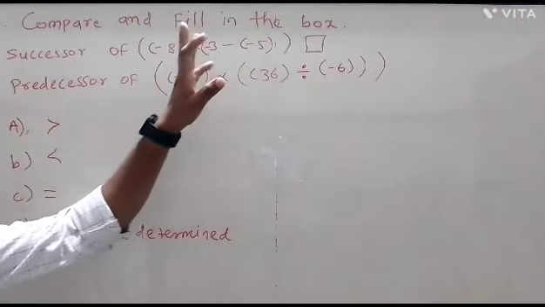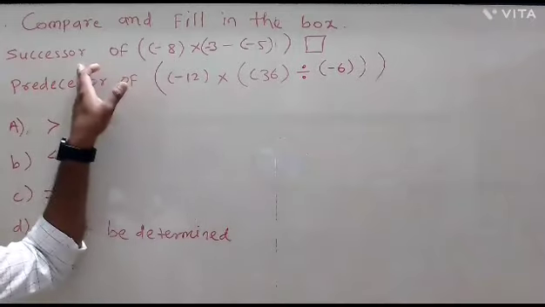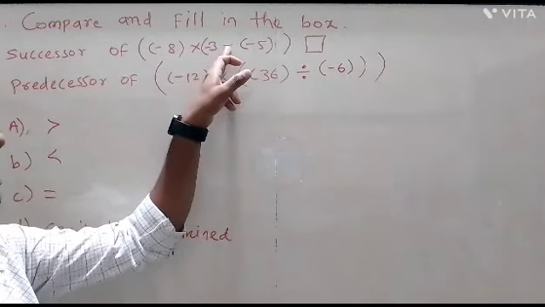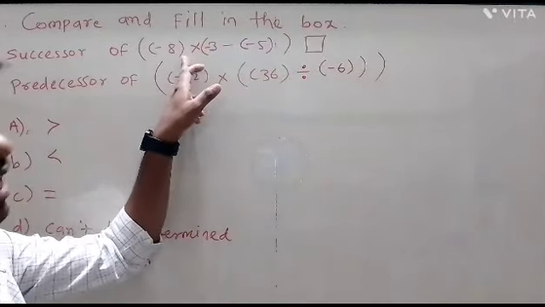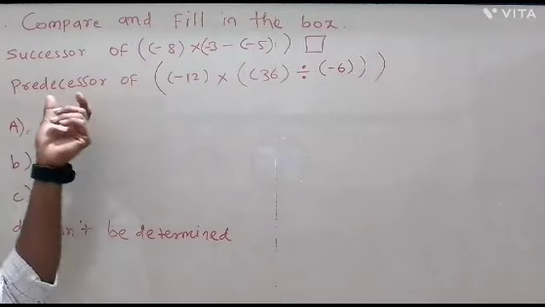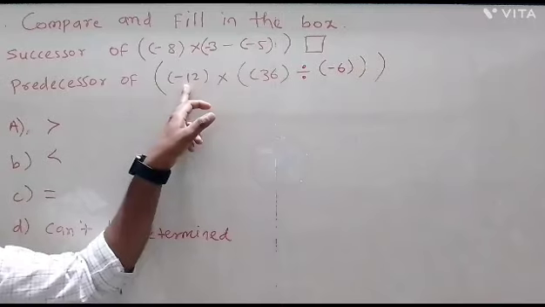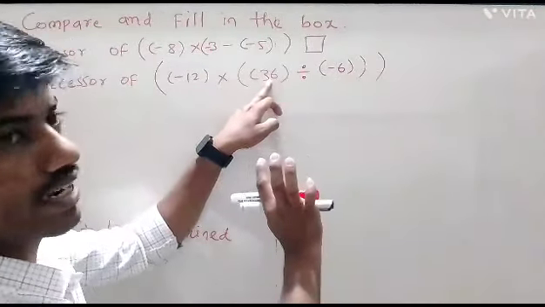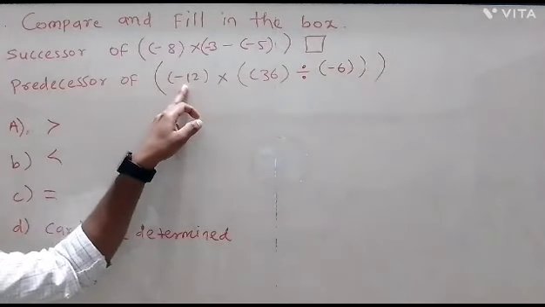Compare and fill in the box. The question starts from here: successor of minus 8 into minus 3 minus minus 5. Try to solve this one first and take the successor of this number. All of you know what is meant by successor. First of all, try this one. Minus 6 divided by 36, it becomes minus 6, and minus 6 into minus 12 becomes plus 72.